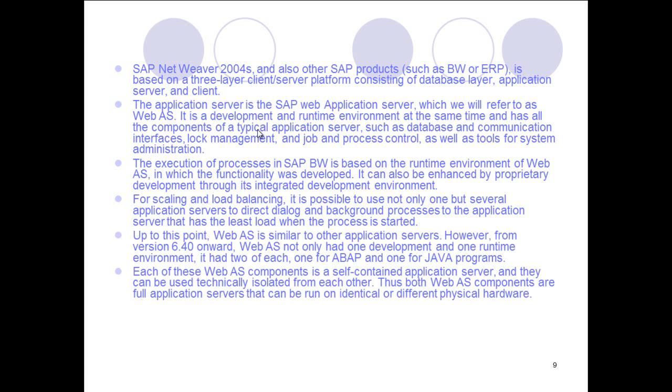from version 6.4 onwards, WebAS not only had one development and runtime environment, it had two of each, one for ABAP and one for Java programs. Each of these WebAS components is a self-contained application server, and they can be used technically isolated from each other. Thus, both WebAS components are full application servers that can be run on identical or different physical hardware.